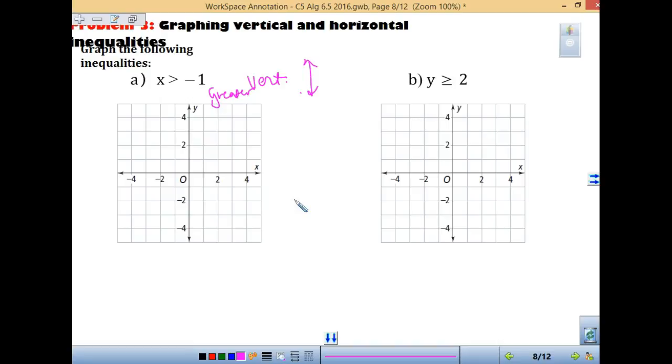So we're going to go to -1, everywhere where X is -1. Abby, what do you think, solid or dashed? Dashed, because it was a greater. So we're going to have this dashed line. Once we put our dashed line, to the right or to the left? X is greater.